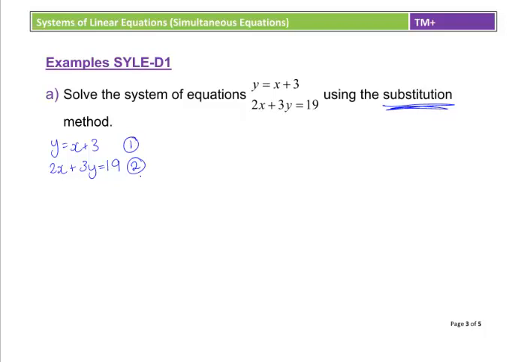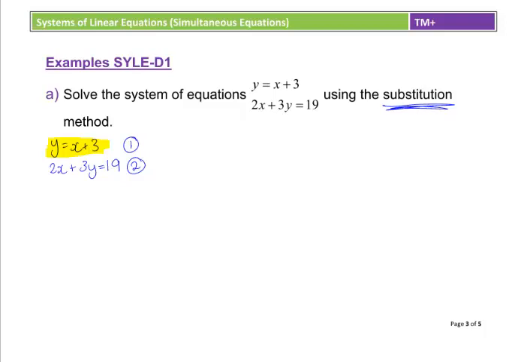I like just labeling them 1 and 2. You can use whatever labeling you like, you can use A and B, it's really up to you. Now this equation already has y on its own. It's got y equals x plus 3. So I can go straight into substituting.